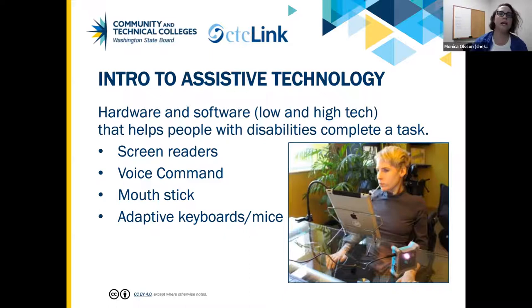Broadly speaking, AT can be hardware and or software. It can be low tech or high tech. And these are tools that help people with disabilities complete a task as independently as possible. So this might include things like screen readers for people who are blind, but it also can include things like voice command or voice control software, such as Dragon NaturallySpeaking, if someone cannot use a keyboard or mouse at all. It could include someone who uses a mouse stick to control their computer. And it could also include people such as myself who use adaptive keyboards or computer mice to operate their computer.